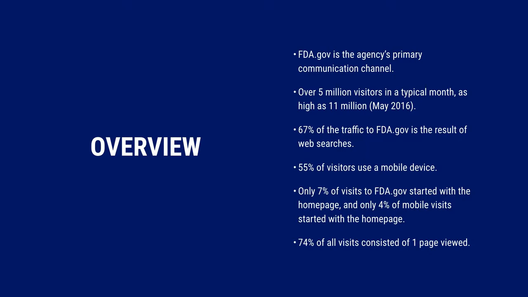Generally, each product area, whether it's food, drugs, medical devices, et cetera, is overseen by a center, like the Center for Food Safety and Nutrition, and there are 9 centers in FDA.